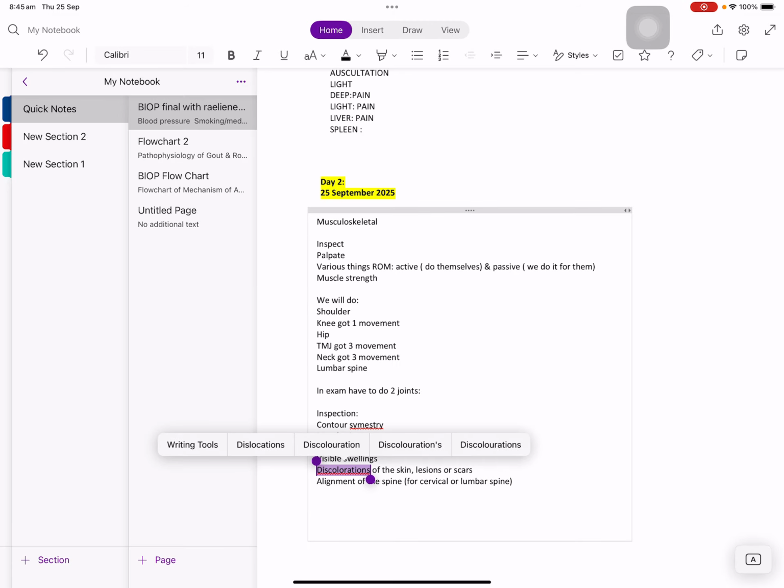So you're looking at both of the joints. If it's shoulder and neck, you're looking for alignment of the spine, and the shoulders are even, so they're the same. There's no swelling, and there's no loss of muscle tone.